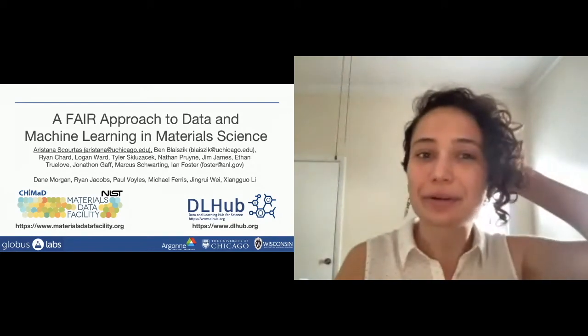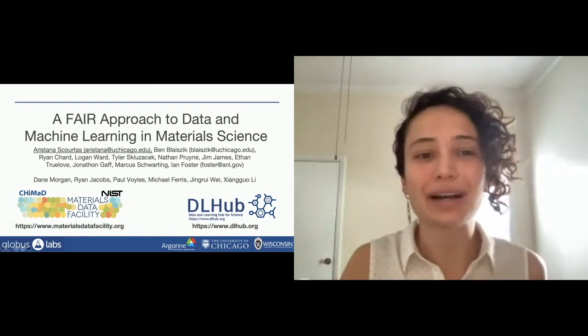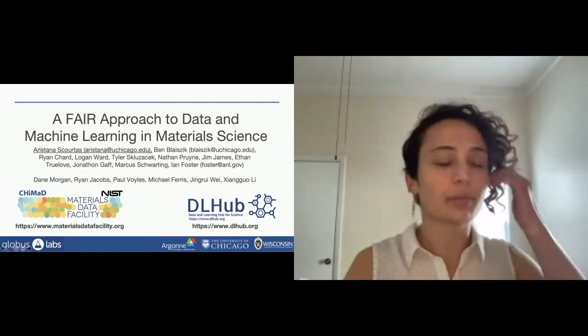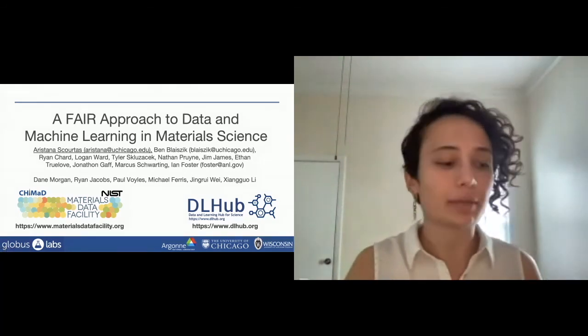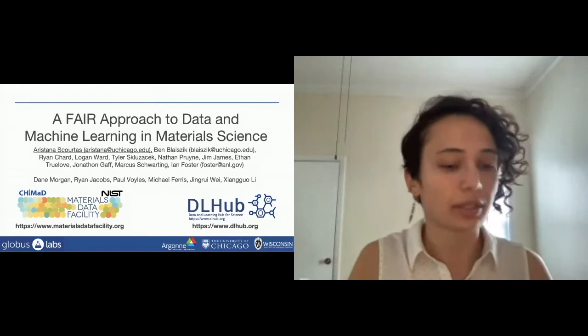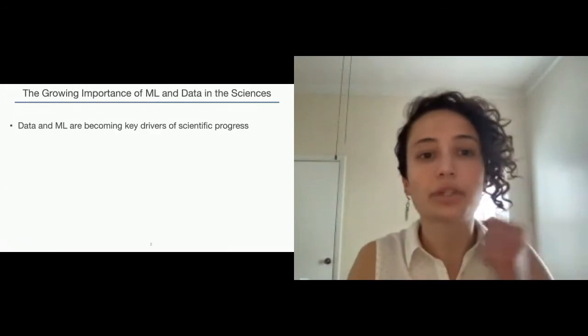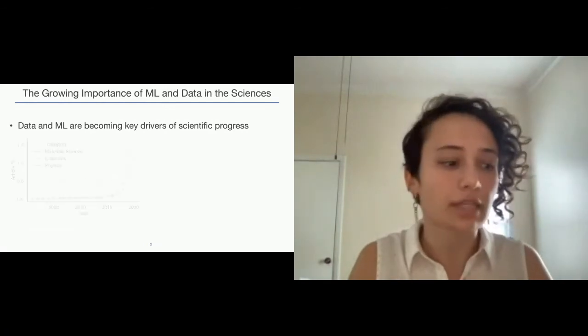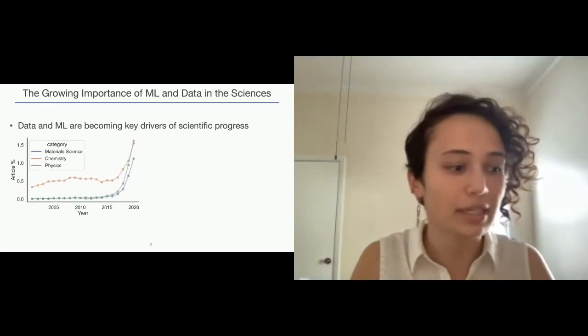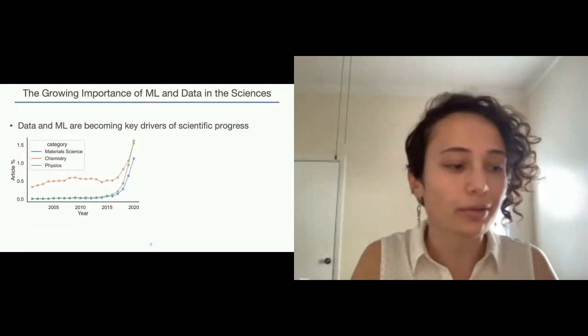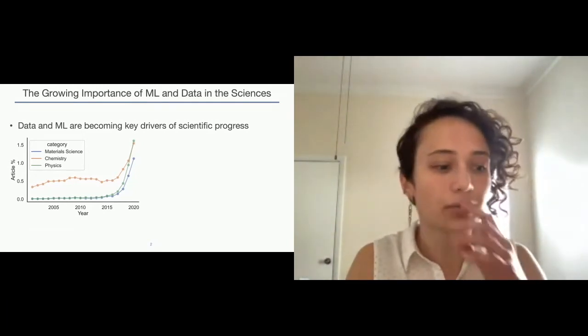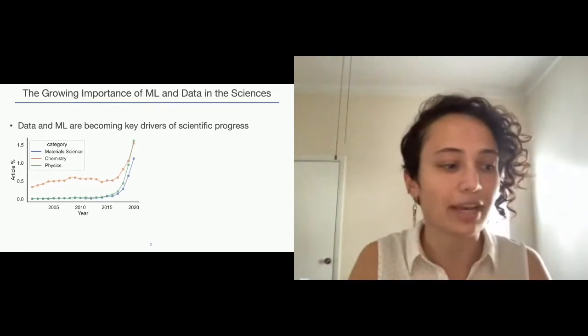But all right, hello everyone. My name is Ari. Thank you for coming. I'm with the Globus Labs group at the University of Chicago, and today I'll be talking about a FAIR approach to data and machine learning in materials science. So data and machine learning are becoming key drivers of scientific progress, as I'm sure we've all seen. There's been dramatic growth in the last 5 to 6 years alone in the use of machine learning in materials science, chemistry, and physics.